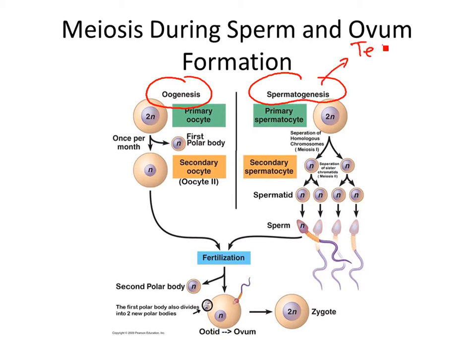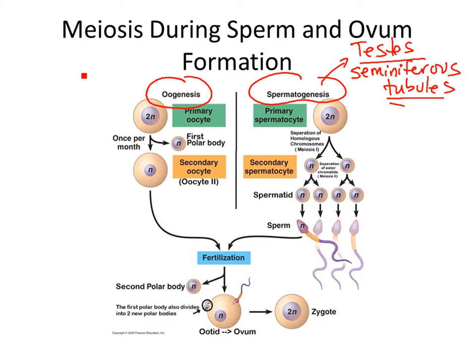Spermatogenesis occurs in the testes in males, and more specifically within the testes, this is occurring within the walls of the seminiferous tubules. And you'll be learning more about that in future lectures. You'll also be taking a look at seminiferous tubules under the microscope in lab.